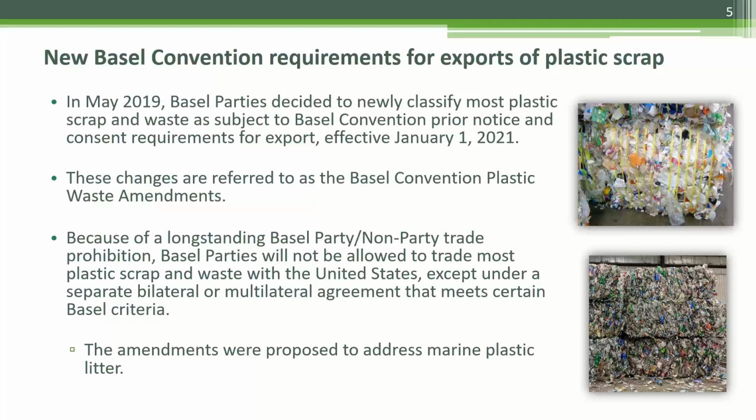Prior to these changes, plastic scrap was generally considered outside the scope of the convention and therefore not subject to Basel requirements for export. So what does this mean in terms of the big picture impact to the US? Because of a long-standing provision under the convention which prohibits trade between parties and non-parties, Basel parties will not be allowed to trade most plastic scrap with the United States, a non-party, except under a separate bilateral or multilateral agreement that meets certain Basel criteria.